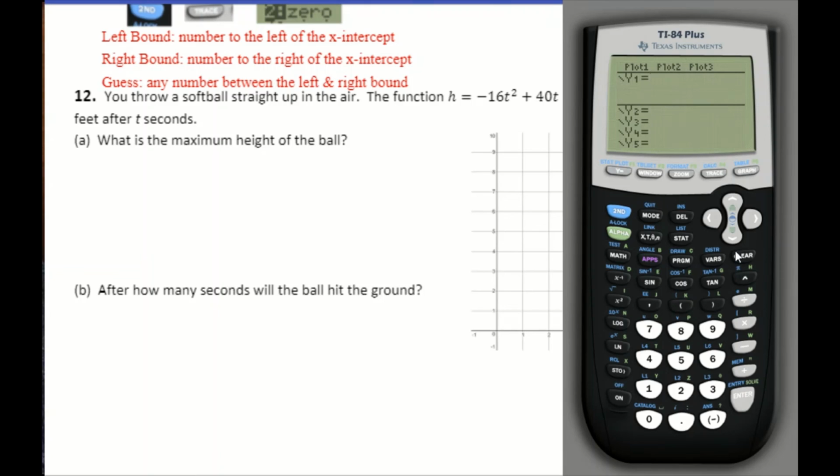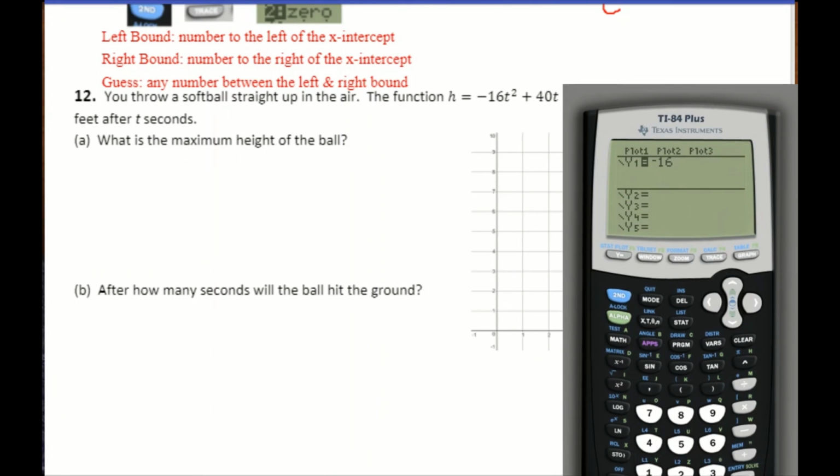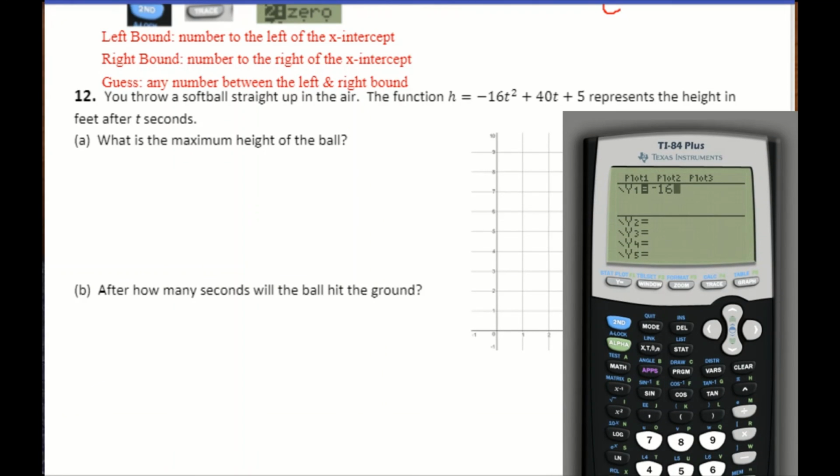Clear out the last equation, and we're going to hit negative 16. Let's see, you probably can't see that. Let me just bring that down just a bit. Let's see. There we go. So you can see the equation. Hopefully you have this open on your end so you don't have to rely on what you're seeing here. So negative 16x squared plus 40t plus 5. Let's go to the table here, see what we're working with.